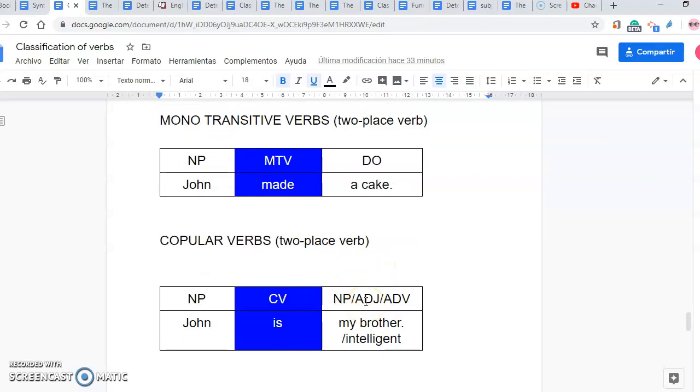Copular verbs, we have seen them already. They are two place verbs. And so we've got the verb to be, the noun phrase for the subject, and on the other side, let's say, you can have a noun phrase, an adjective or adjectival phrase, or an adverb or adverbial phrase. All right, in the next explanation, I'll talk about the indirect object.